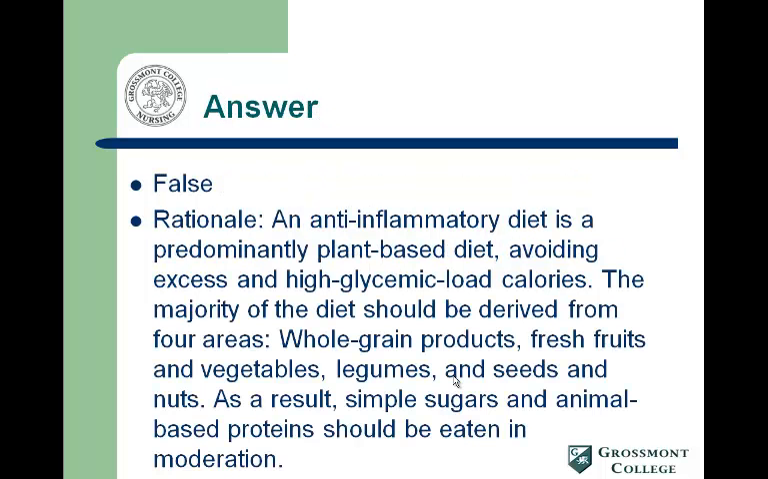That's false. You won't find too many diets that tell you to eat animal-based proteins, because we know that those are risk factors for so many other things. So we want their diet to come from whole grains, fresh fruits and vegetables, legumes, seeds, and nuts. So no simple sugars and animal-based proteins in moderation.